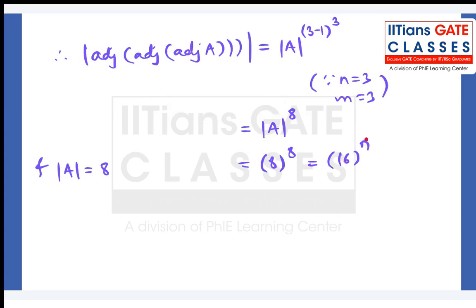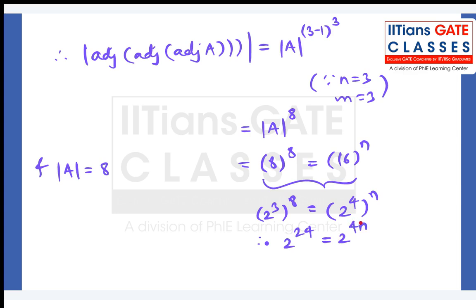Okay, now one thing you can do is take log base 2 on both sides and solve, but you know that 8, 16, these are all powers of 2, no? So what you can do is write this LHS as 2 cube raised to 8, and 16 is nothing but 2 power 4 raised to n. Okay, and then powers get multiplied, so therefore 2 power 24 equals 2 power 4n. Okay, and now you can compare the powers.